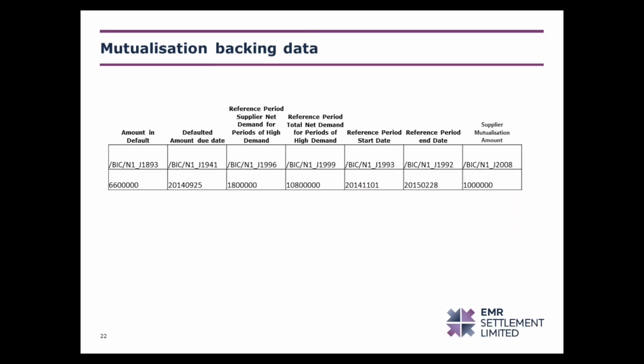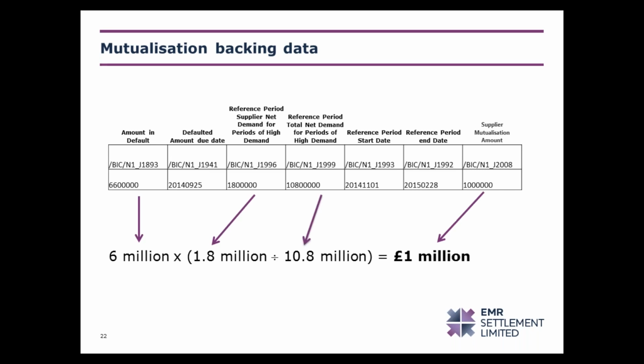So backing data, very similar. You'll get backing data with this invoice, and it will have some columns relating to the mutualisation amount. So the same 6 columns apply, so let's look at the ones that are different. And that's how we use the numbers. So the amount in default is the first column, right the way through to the supply mutualisation amount. So it's the same information again, and if you need to know what the J1893 is, for example, please visit the ESC's website, the link we provided on a previous slide.